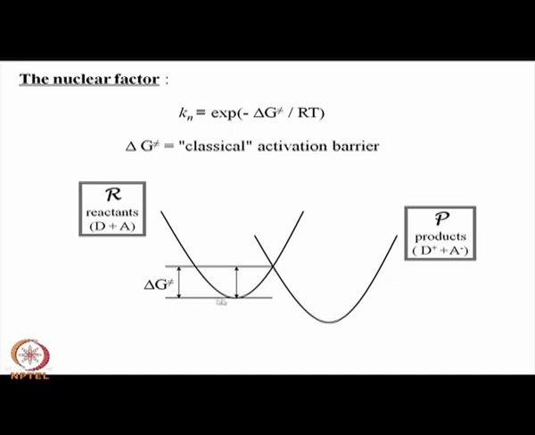So, this delta G is the classical activation barrier, that is your transition state, and this is the lowest point, the starting energy point for your reactant. Exactly, it is not over here, because you should have considered the zero point energy, so it may be a little above this 0 line. So, this to that gap is your classical activation barrier, that is what you can understand classically. Okay.